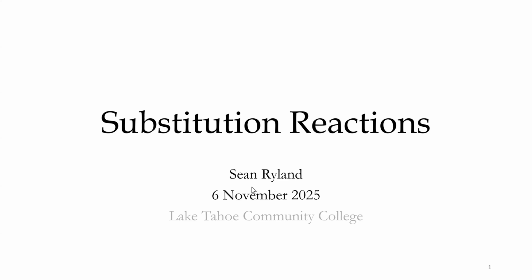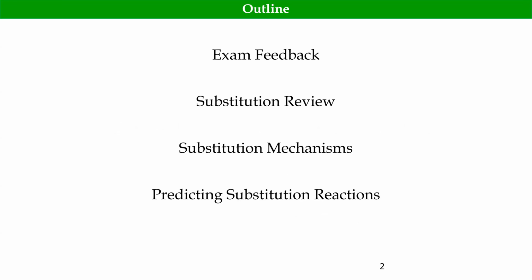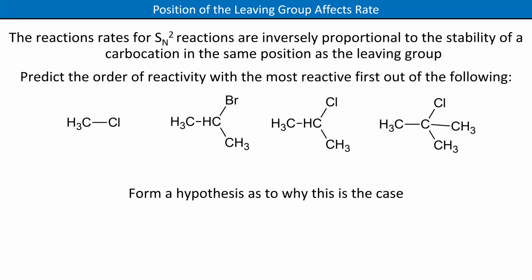Let's go ahead and rejoin where we left off. So this was the slide we left off with the other day. This was the big key: inversely proportional to the stability of a carbocation in the same position as the leaving group. In other words, the more substituted the active carbon was, the slower an SN2 reaction is.